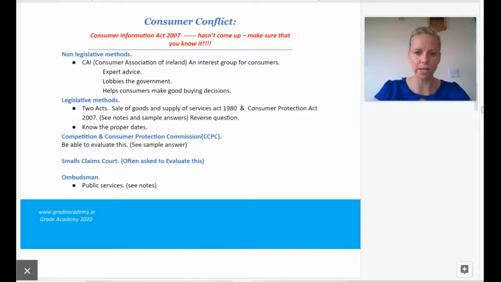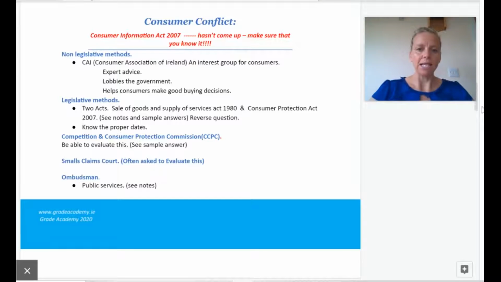And one other point on that one is make sure you know the dates. So it's the Sale of Goods and Supply of Services Act 1980. Depending on where they're marking or the marking scheme, if you don't put in your 1980 or your 2007, they won't give you marks. So say, for example, the question, name the act that protects the consumer in this situation. If you just say the Sale of Goods and Supply of Services Act, you don't give the year, depending on what way they're going to mark it, you possibly will not pick up those 2 marks if it was 2 that they've allocated to that. Okay, so be very mindful of that you know the acts, but you also know the dates.